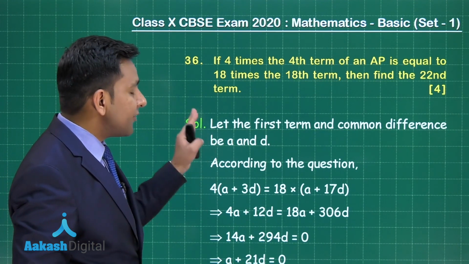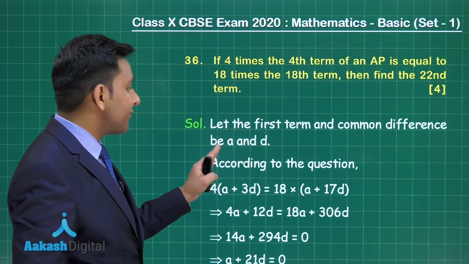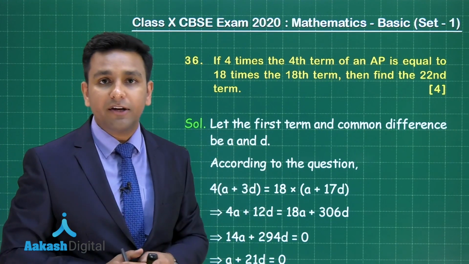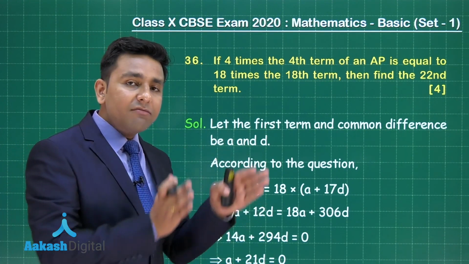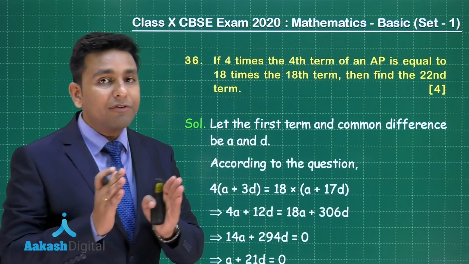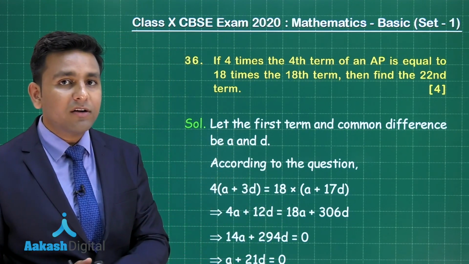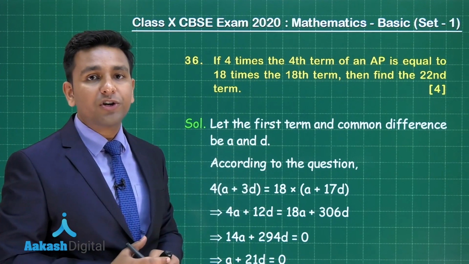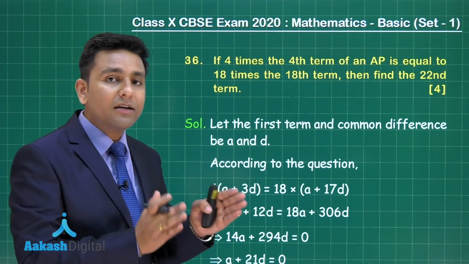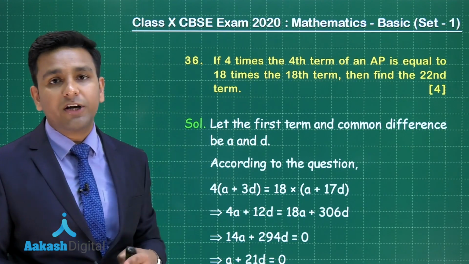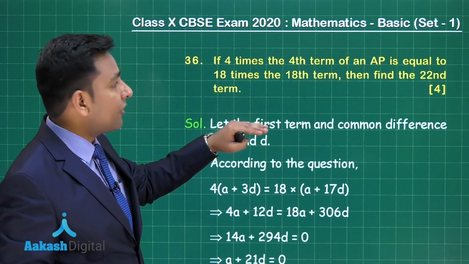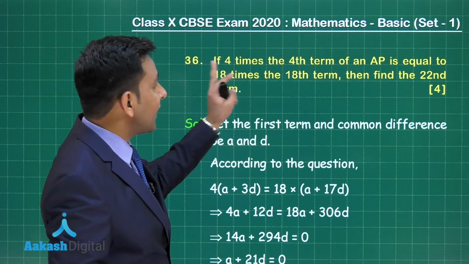First, we are assuming the first term and the common difference of the given arithmetic progression to be a and d respectively. Friends, if we have the first term and the common difference of any arithmetic progression, we can easily calculate the nth term of the same arithmetic progression using the formula a_n is equal to a plus (n minus 1) into d.